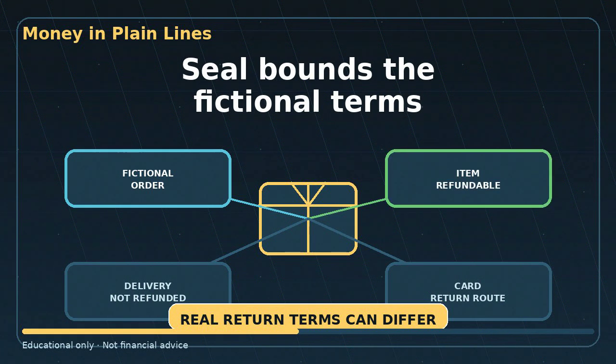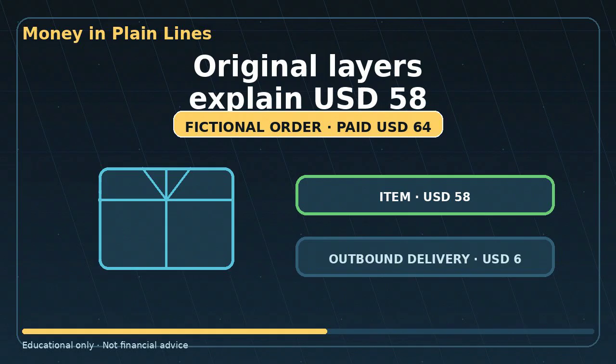The line sorter makes that classification visible before any timing discussion begins. Item $58 enters the refundable side, delivery $6 enters the not refunded side, and the two labels explain why a full returned parcel does not necessarily create a full original charge refund.